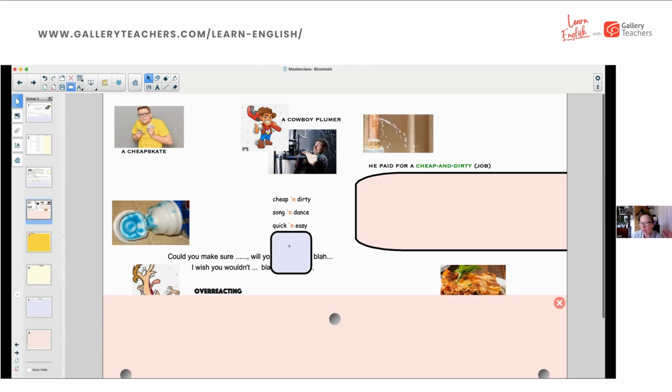So it's black and white, quick and easy, and that's why we have this rock and roll spelling very often, right? Because end is not pronounced. Very good, let's move on.